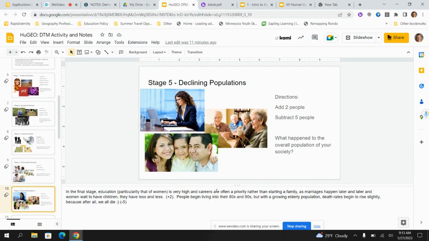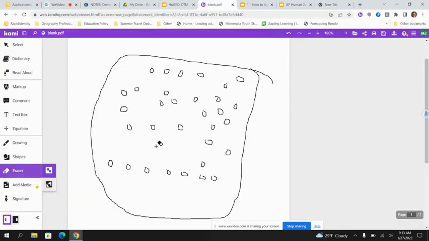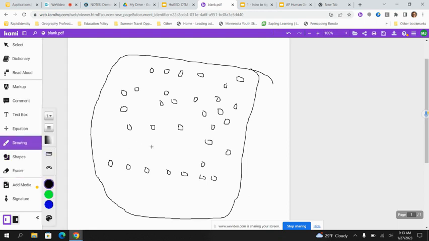In the final stage, education, particularly of women, is very high, and careers are oftentimes a priority rather than starting a family. And as marriages happen later and later, women wait to have children, they have less and less. So women are having very few children in this society in stage 5. So we're going to have 2 children that are born.